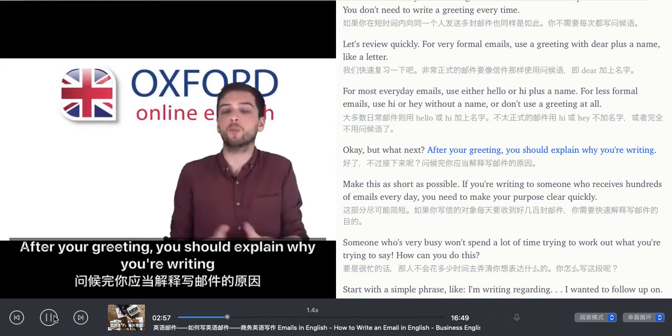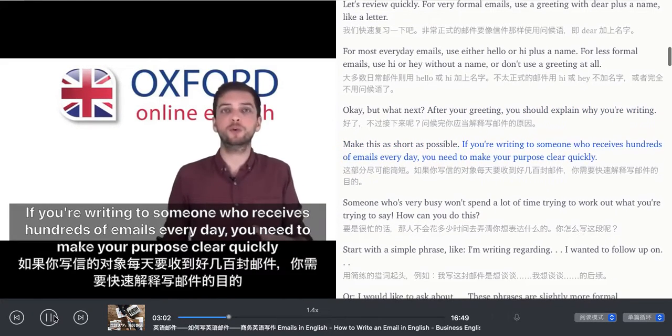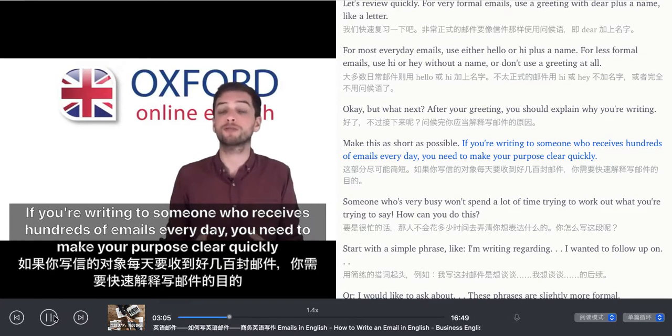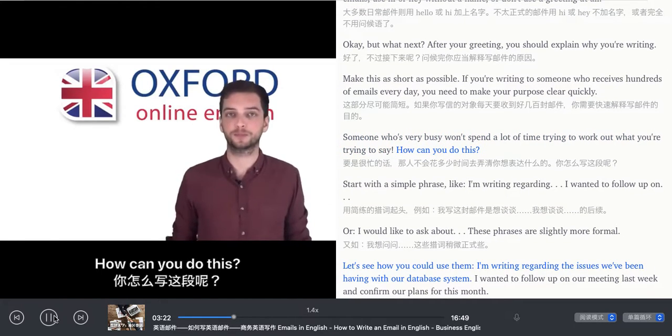After your greeting, you should explain why you're writing. Make this as short as possible. If you're writing to someone who receives hundreds of emails every day, you need to make your purpose clear quickly. Someone who's very busy won't spend a lot of time trying to work out what you're trying to say. How can you do this?